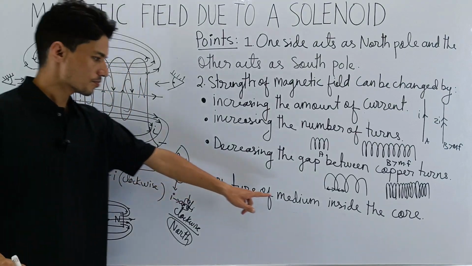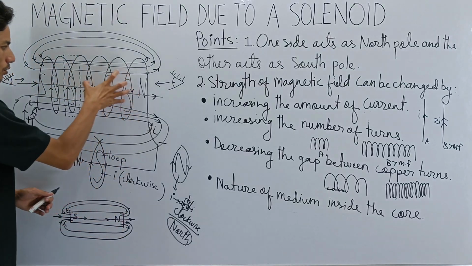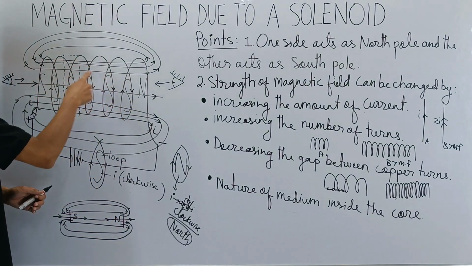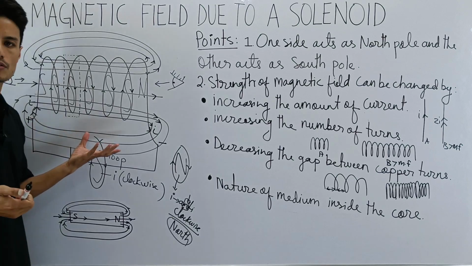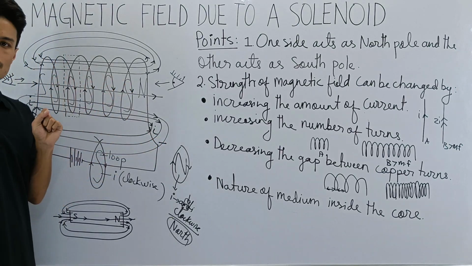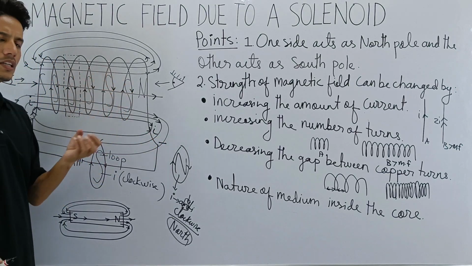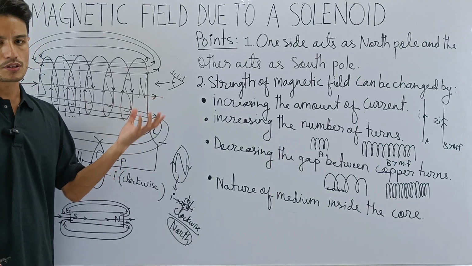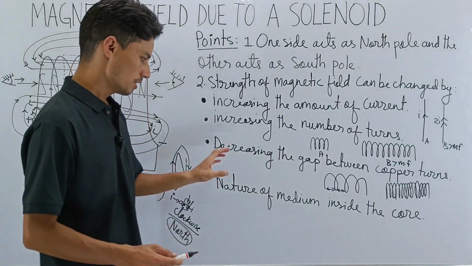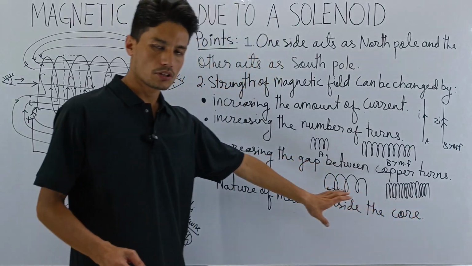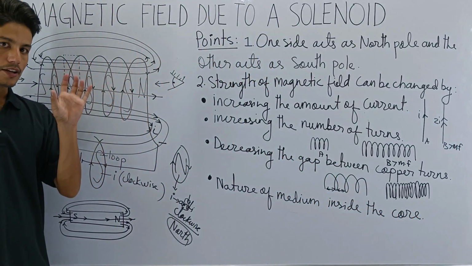So, nature of medium inside the core. What is present inside the core? Currently, nothing is present inside the core. The core is empty. By default, nothing is present inside the core. If at all something is present, it will be air. So by default, the solenoid will have an air core.